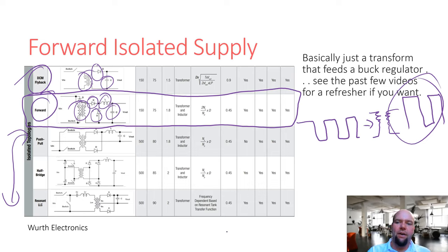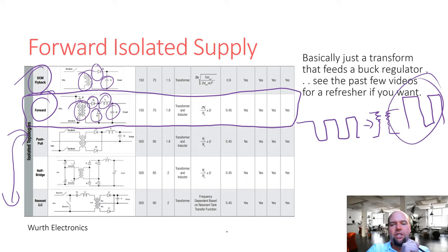Let me talk a little bit more about isolated supplies. Isolated supplies are a great way to deal with the issue that we generated a negative voltage. If you want to have a voltage where you can put it in whatever orientation you want, wherever you want, like treat it like a battery, that's a great reason for an isolated supply.